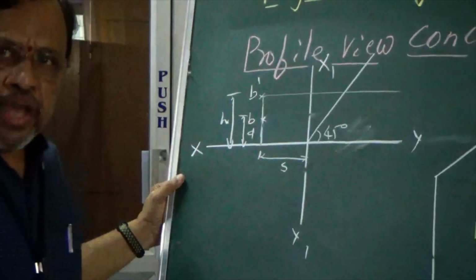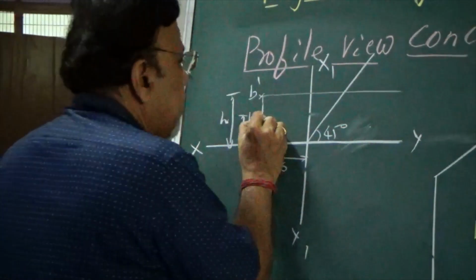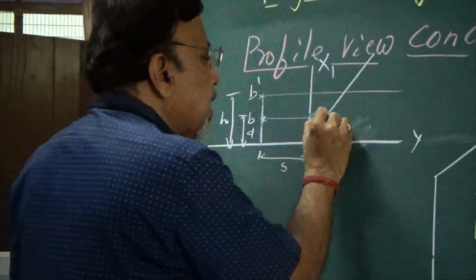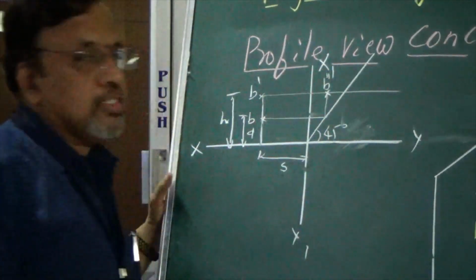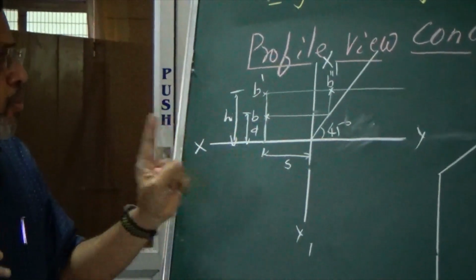Then, to get that point, what should I do? I will draw a horizontal projector, then a vertical projector, so that this intersection will be your B double dash. Understood? As you can see, you simply have to follow the procedure.